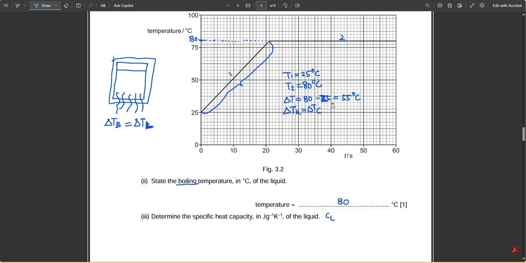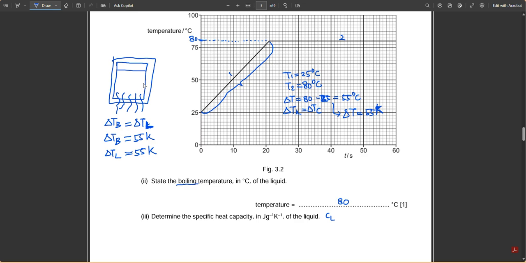So in here the delta temperature in Kelvin will also be 55 Kelvin. Sorry, for Kelvin, no degree. Then that means the delta temperature of the beaker is 55 Kelvin, and the delta temperature of the liquid is also 55 Kelvin. Now let's go back to the diagram.